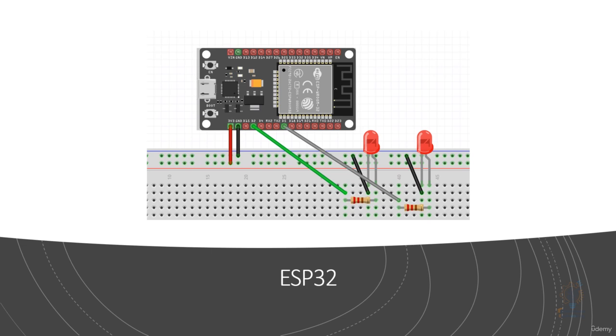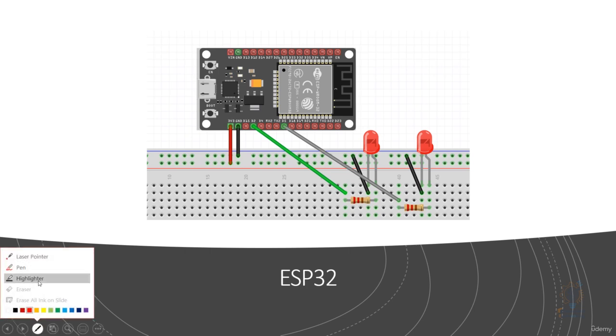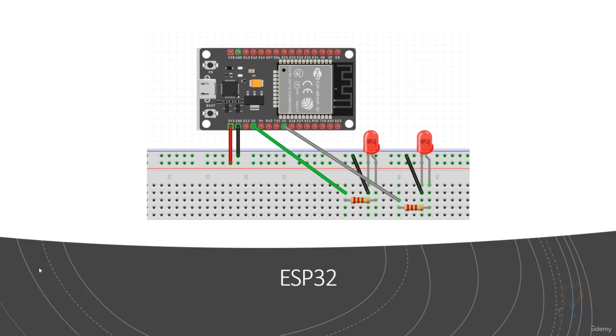For example, suppose we entered a URL like 192.168.1.1/lid on. I will write it down for you so that the idea will be more clear. Now if you wrote HTTP, and we wrote a URL 192.168.1.1 and then we add a slash lid on.